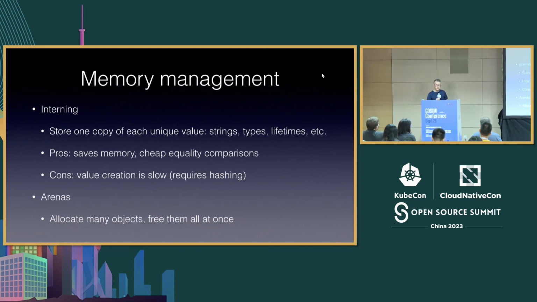We also use arenas a lot. This is a memory allocation technique. Basically, the idea is you have an arena to which you can allocate lots of small things separately, but then at some point you free all of them at once. That's a pretty common technique. Again, compilers use arenas quite a lot.